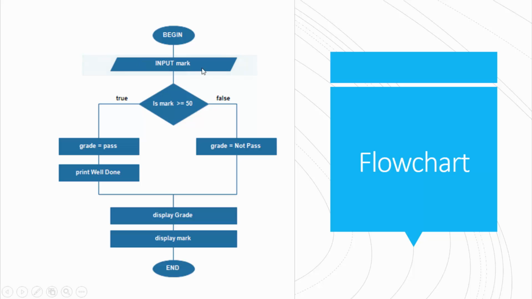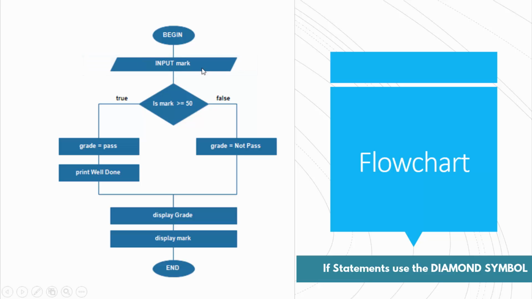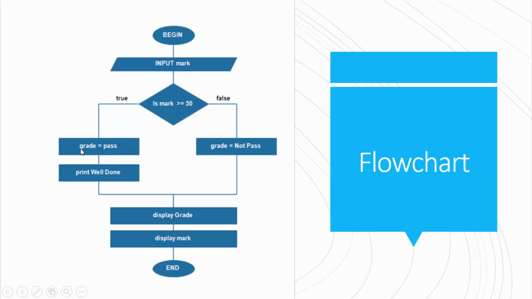The first little bit will allow us to take the mark in. We then need to check if the mark is greater than or equal to 50. And if it is, we need to set up this new variable grade, which is equal to the message of pass. And we also need to print another message that says well done. And then finally, you will display the grade, which is this variable, so it's either pass or not pass. And then you display the mark as well. And then you finally end it at the bottom.